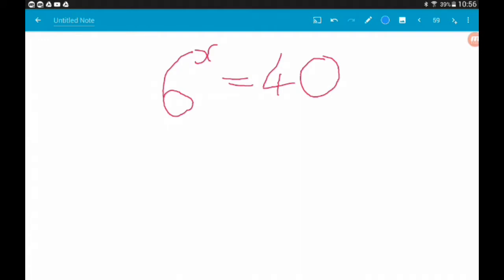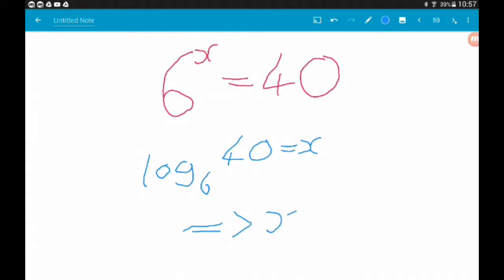So we could write this in terms of logarithms as log base 6 of 40 is equal to x. Now if you put that into a calculator, we would get, therefore, x equals 2.059 to 3 decimal places. So that works fine. It's not really the method that we're going to use though, especially when we get to trickier ones.